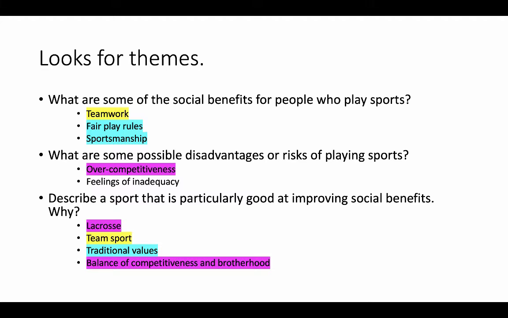So I noticed 3 themes in what I was saying. The first is teamwork, and that was in yellow. Then I noticed that in a couple of different places I was talking about things to do with treating each other fairly. So fair play rules, sportsmanship, and traditional values, in my mind, fit together. And the idea of over-competitiveness and balancing it with brotherhood went well, and I think I'll be able to connect that idea to lacrosse. So that was my 3rd theme.